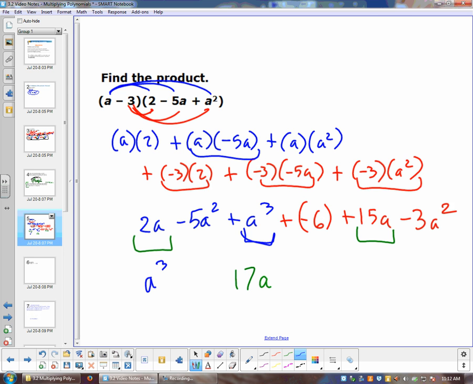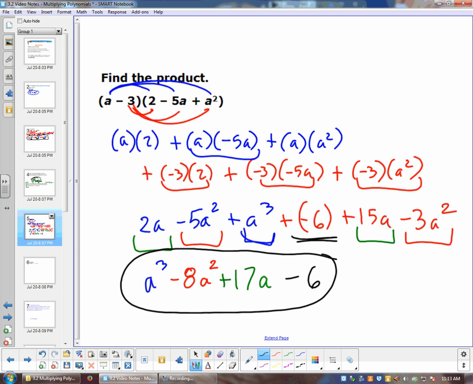And then I see some a squared terms. Here's a minus 5a squared and a negative 3a squared is going to be a negative 8a squared. So I have that plus that 17a that we already had, and then I still have this one constant term here, minus 6. So this would be our product.